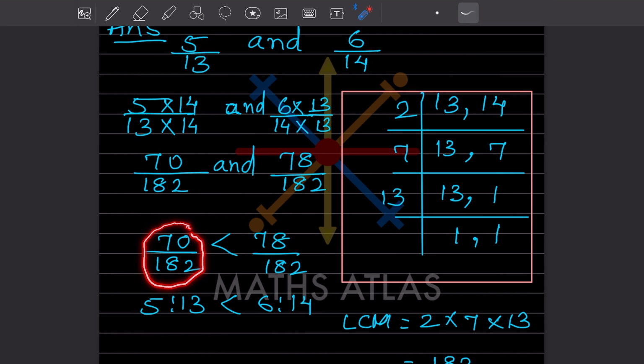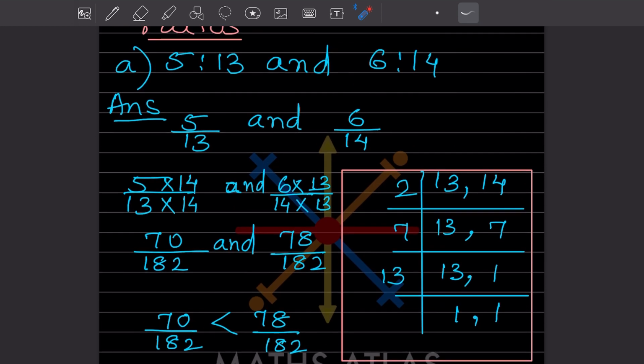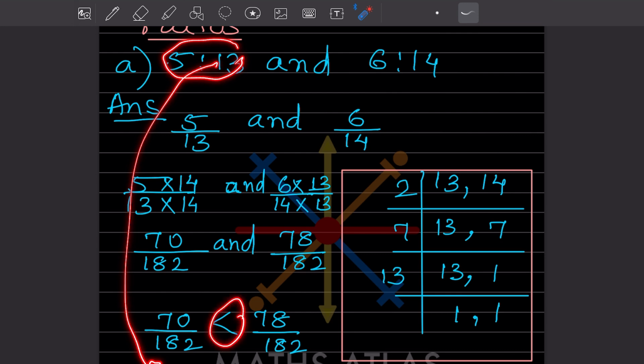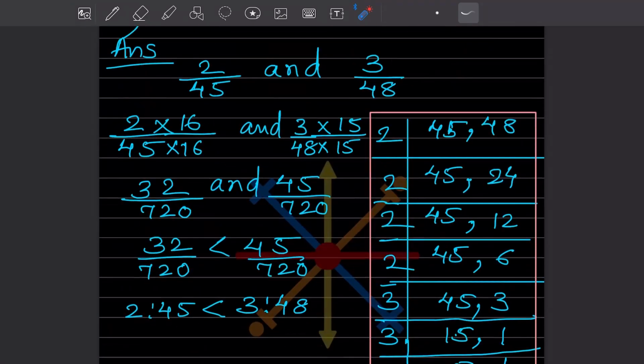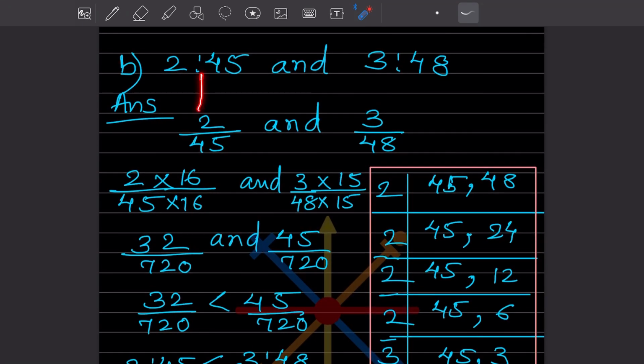Now see here, this is not done. So 70 by 180, you have to go for the original given in the question. Same thing, you write it here. The symbol remains the same. So the next problem is the same. Again, this will be written 2 by 45, 3 by 48.